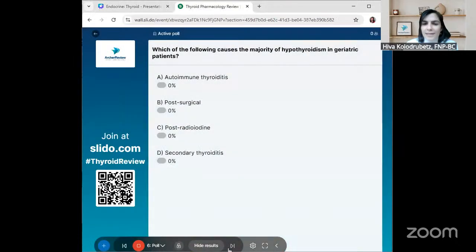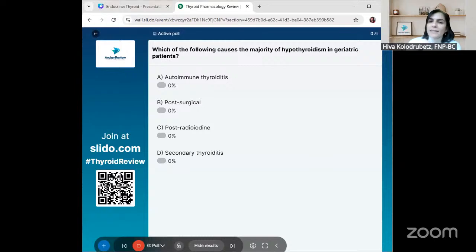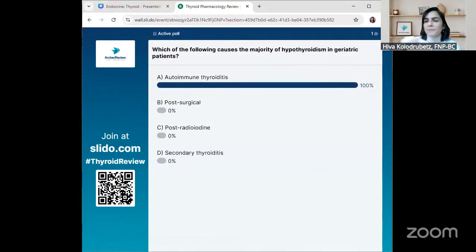Okay, let's go to the next one. I'll go to the next poll if you guys read faster than I do. So, which of the following causes the majority of hypothyroidism in our geriatric patients? Is it A, autoimmune thyroiditis, B, post-surgical, C, post-radioiodine, or D, secondary thyroiditis? What do you guys think in our geriatric population? What is going to be the most common cause of hypothyroidism? I see a few responses coming in.